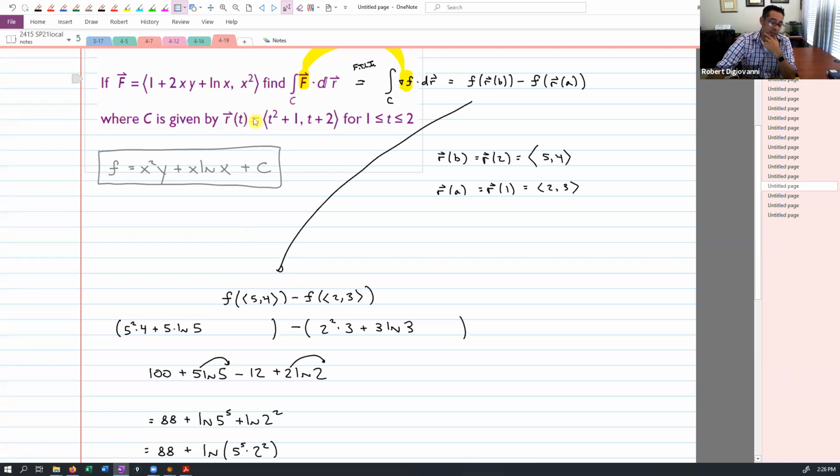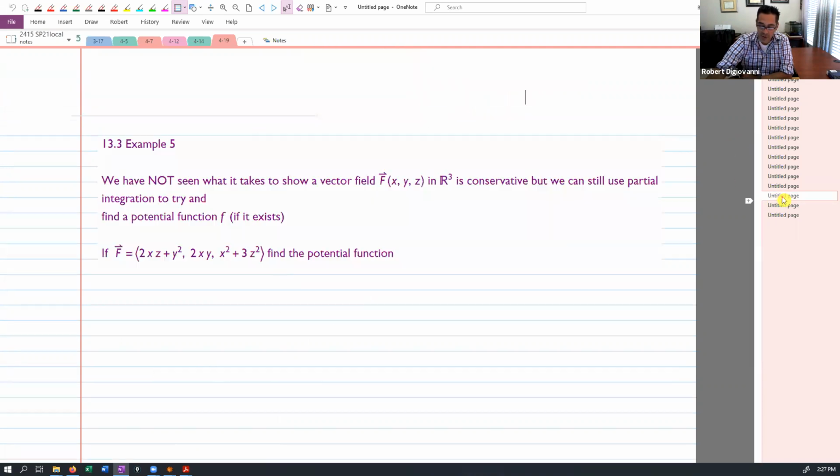If you find yourself in that situation, figure out if it's conservative. Is it a conservative vector field? If it is, go figure out its potential function. Then you can use the fundamental theorem of line integrals, and you never have to do any integration, really. I mean, you do to get the potential function, but you don't have to do any of the integration in here. So it's a very nice result.